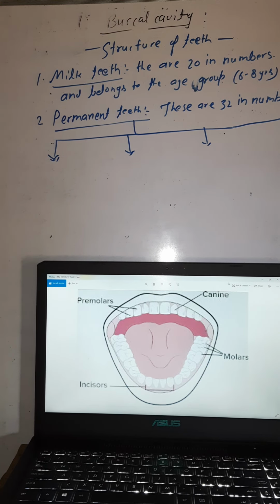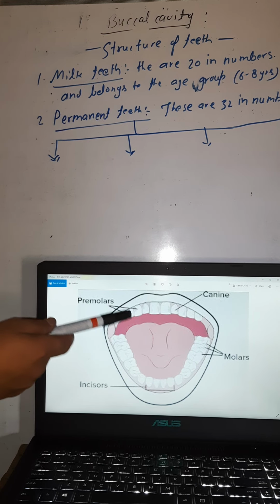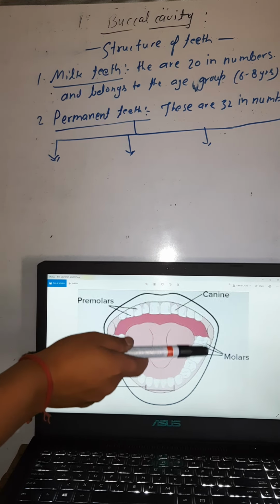Then, surrounded by these front teeth, you have the set of canine teeth, one here, one here and one here. These are 4 in number, known as the canine teeth. After the canines, you have the set of premolars. Premolars are 8 in number, 2 on this side, 2 on this side, 2 up and 2 here also.